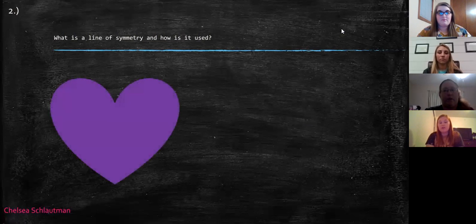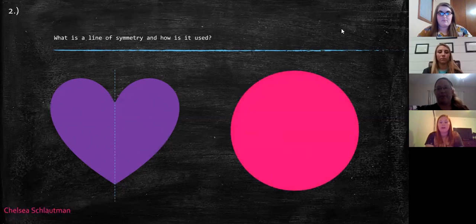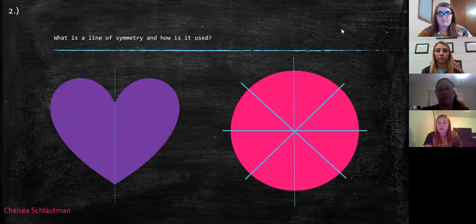So we're going to start off with the shape here, the heart. If you put a line right down the center of it, that is automatically counted as a line of symmetry. It has one line of symmetry. You can fold the left side over the right and it stays the exact same, or you could fold the right side over the left and it also stays the same. And then we also have a circle. And as stated before, a circle has an infinite number of lines of symmetry, so you can make as many lines through it as you want, and it's going to stay the same no matter how you flip it.